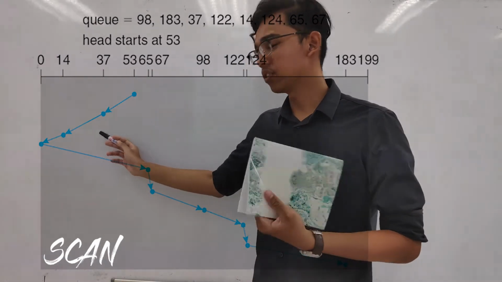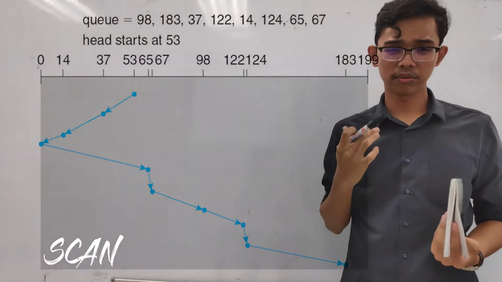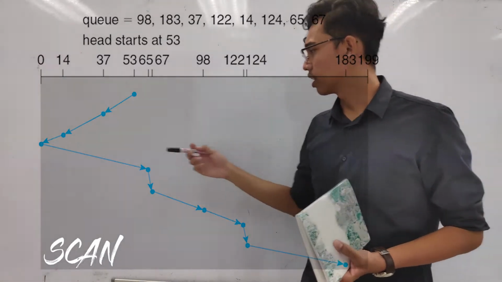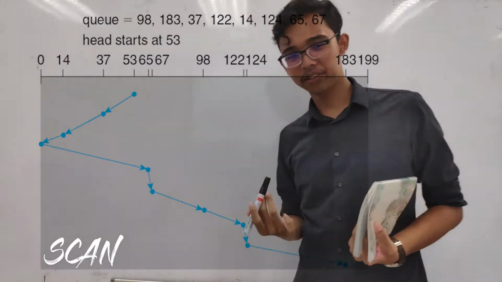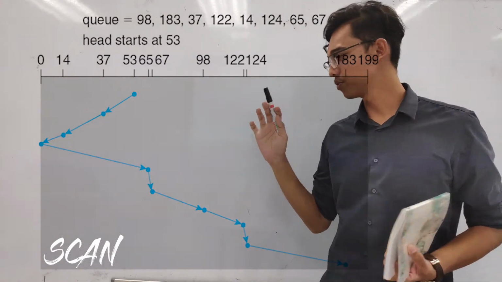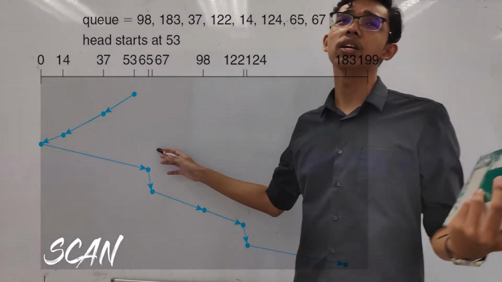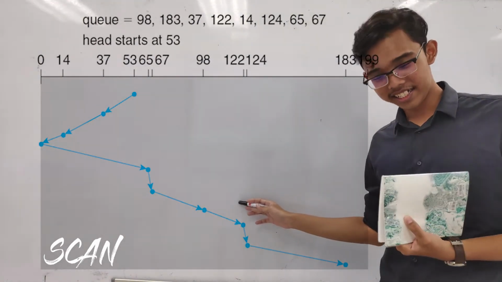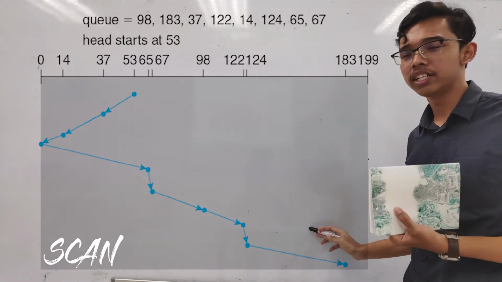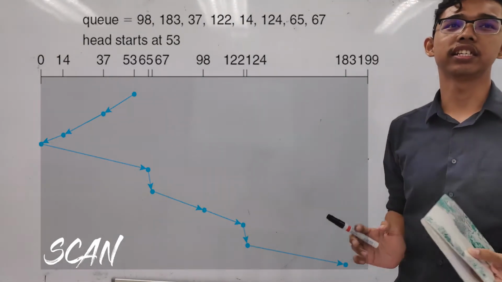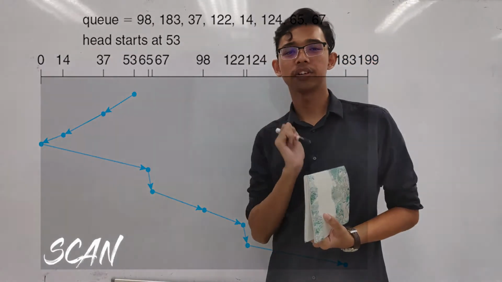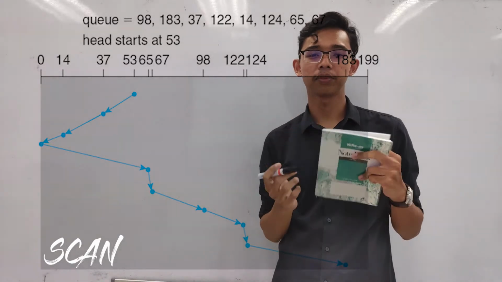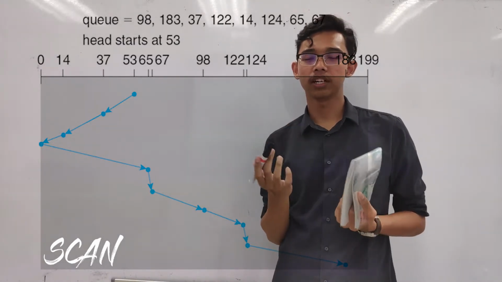Then after that, when there is no number less than 53, then we start moving forward. So after 0, we start forward. It's 65, 67, 98, 122, 134, then finally 183. So for SCAN, we just move backward until 0, then move forward until the largest number in the queue.